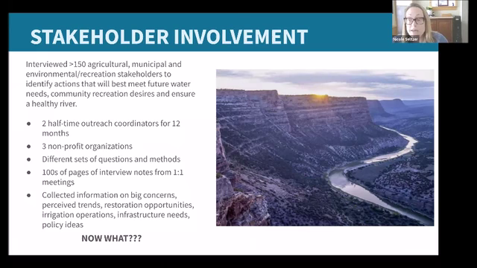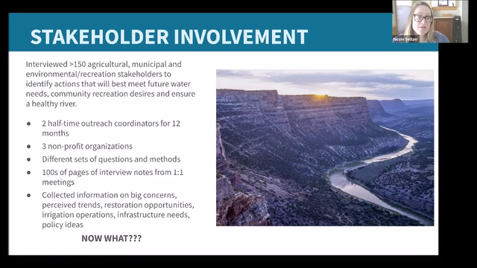We involved 3 nonprofit organizations. Each of those nonprofits was responsible for interviewing different sets of stakeholders. So we had different sets of questions. We had slightly different methods for how we collected that information. We had hundreds of pages of interview notes from one-on-one meetings with irrigators.